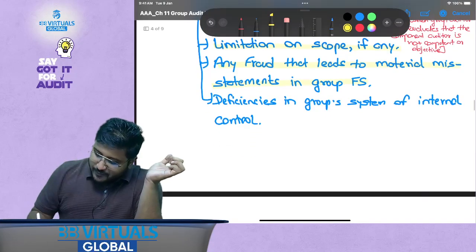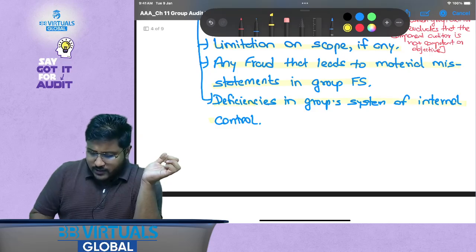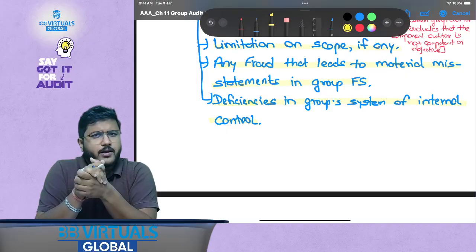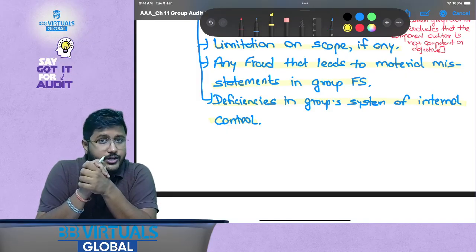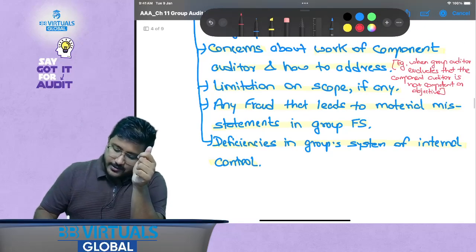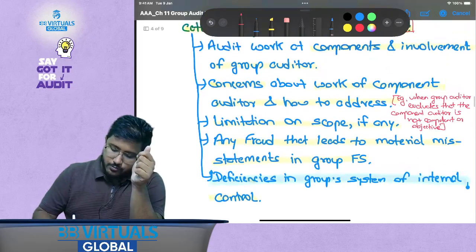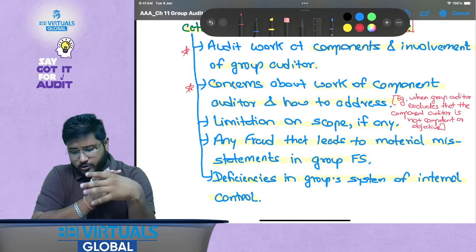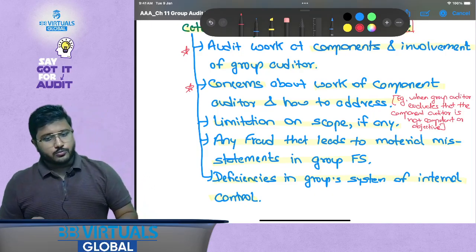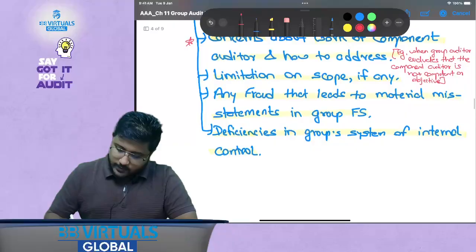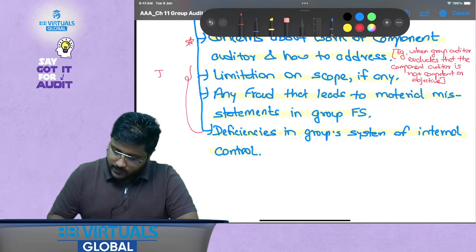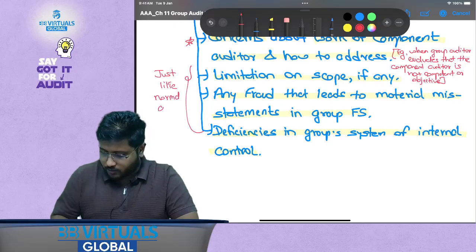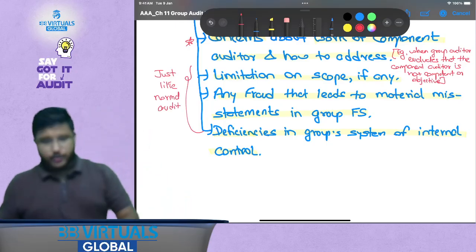Okay. Now, deficiencies in the group's system of internal control. In the normal case also under ISA 265, we communicated to those charged with governance. So here also we will be communicating to those charged with governance. Has anything changed? Yes. What has changed? These 2 points have changed. Point 1 talks about the involvement of component, and point 2 talks about the concerns regarding the work of the component. These 2 points are new. And these 3 points are just like a normal audit. I hope this is clear.